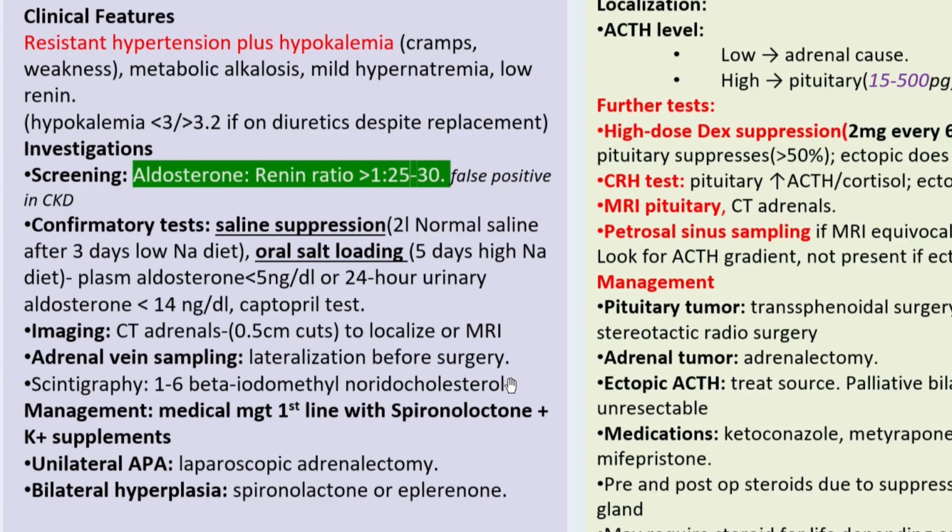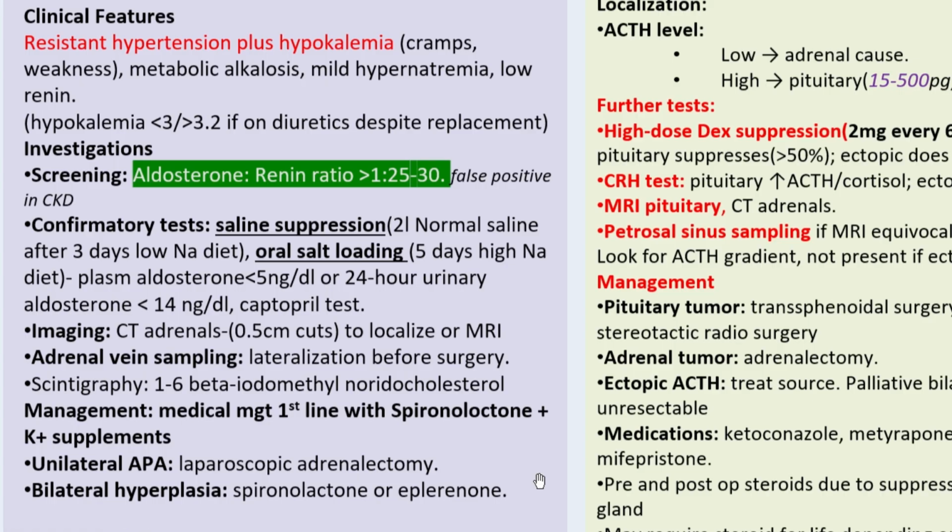Then management: medical management is going to be first line for both patients, where you want to put down that BP, and you want to use spironolactone, which is an aldosterone receptor blocker, and you want to supplement the potassium if it is low. Then if it's a unilateral adenoma that is producing the aldosterone, you want to go ahead and do adrenalectomy. And if it's bilateral or hyperplasia, you want to just continue the medical management with spironolactone, eplerenone, and then manage other things.